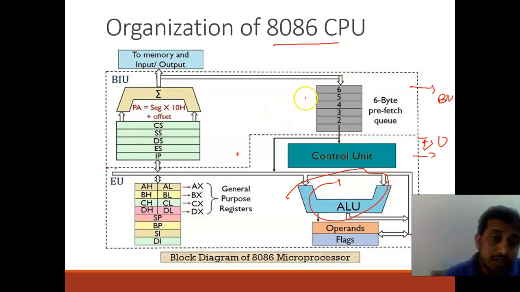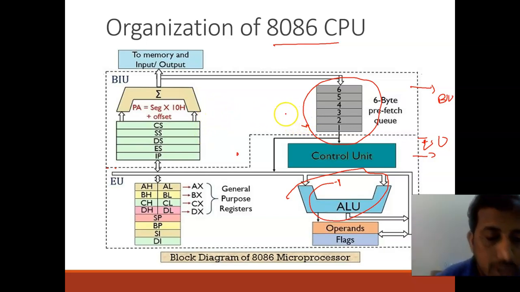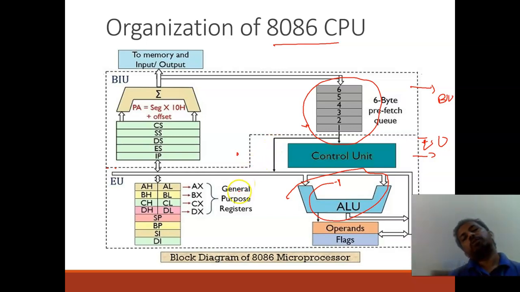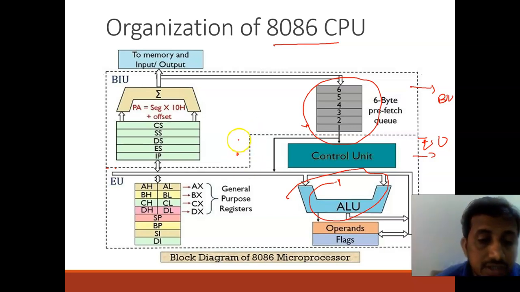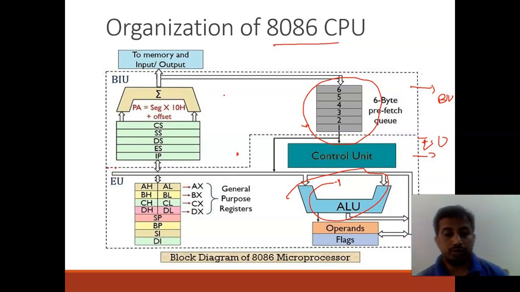Now here you can see this part. This is the bus interface unit. Once an instruction is prefetched, it moves into the queue, and from there it passes out to the system buses, and from the system buses it is moved to the registers or wherever it is needed. This is the organization of the 8086 CPU.